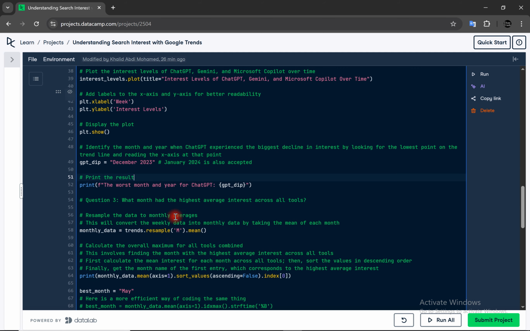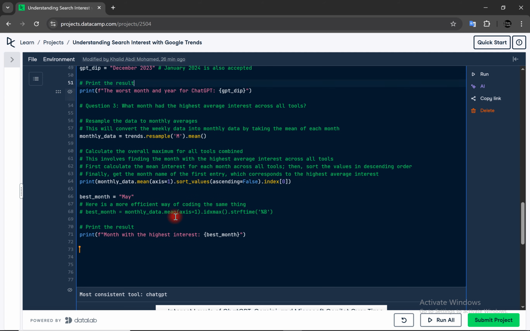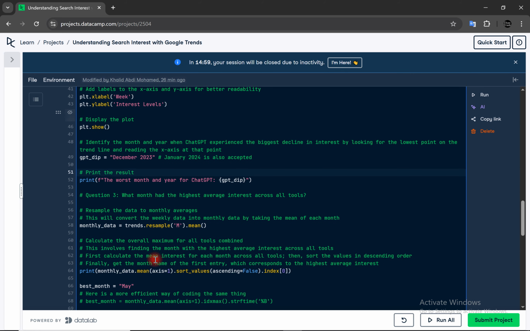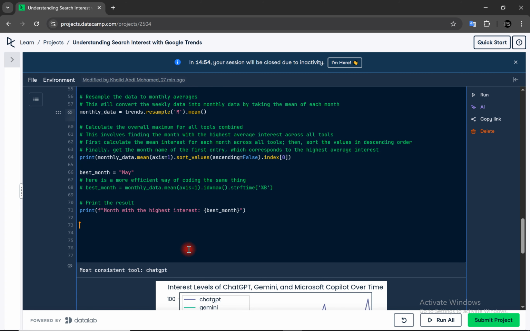And if you go to the third question, which is the last one, here, this one. Then I resampled the data into monthly averages, and calculated which month had the highest combined interest across all tools. The result was May, which means that month had the biggest search interest across the board. To wrap up, that's how we use data analysis techniques like growth rate, standard deviation, plotting, and resampling to answer real business questions from real data.